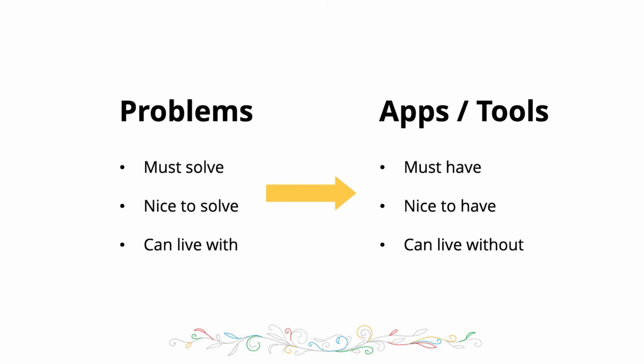So for any problem that you have in place, you need a solution. For the must-solve problem, you need to have a must-have product. For a nice-to-solve problem, you need to have a nice-to-have product. And for the third, can live with, you can actually live without a product. So these are 3 stages that we have in place for sorting out your issues.